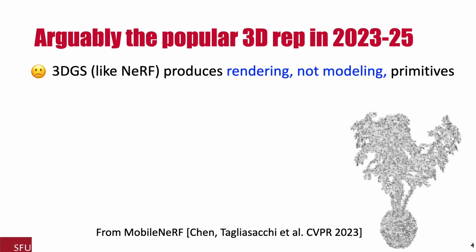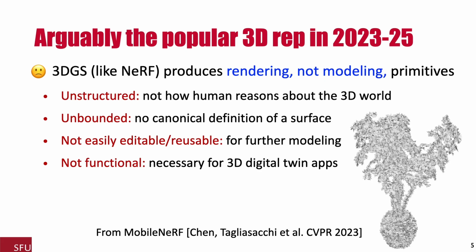So what's wrong with them? First of all, they are unstructured. I think humans perceive the world in a structured way, but 3DGS and NeRF are unstructured. 3DGS is even unbounded, right? You just have these Gaussian splats, and the Gaussian doesn't have a boundary. In fact, there's no canonical or mathematically precise way of defining the object surface given a 3DGS. They're not easily editable, not easily reusable, and they don't easily support functionality, which I think is very critical for 3D digital twins.